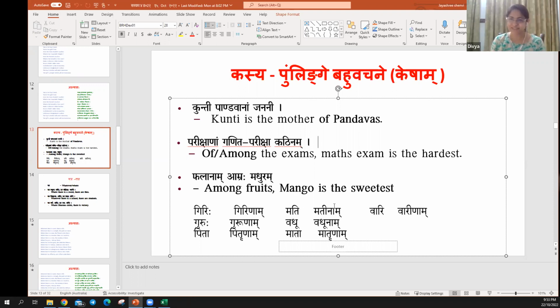Mount Everest. Kesham nama parvatam Himalayaha, we can say. Actually, unnatam is just height, so for tallest you have to say sarvonatam. Tallest mountain. We want which is the tallest mountain here. That is Mount Everest.